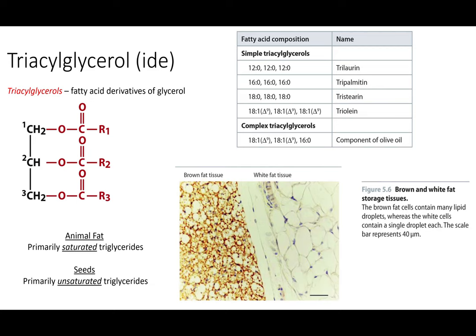Seeds tend to be primarily unsaturated because they are a very useful form for immediate use by cells as they're trying to grow, or by plants as they're trying to grow.